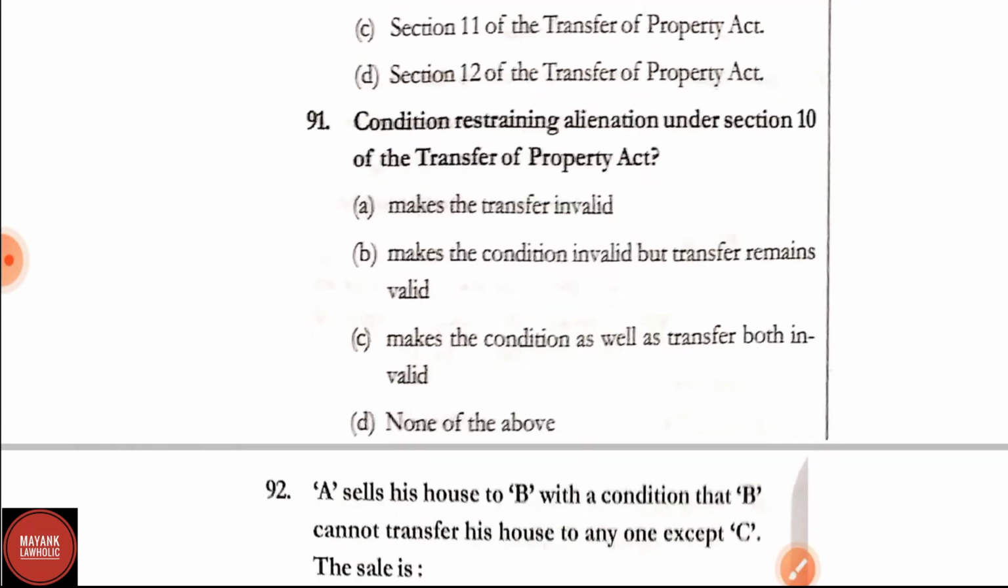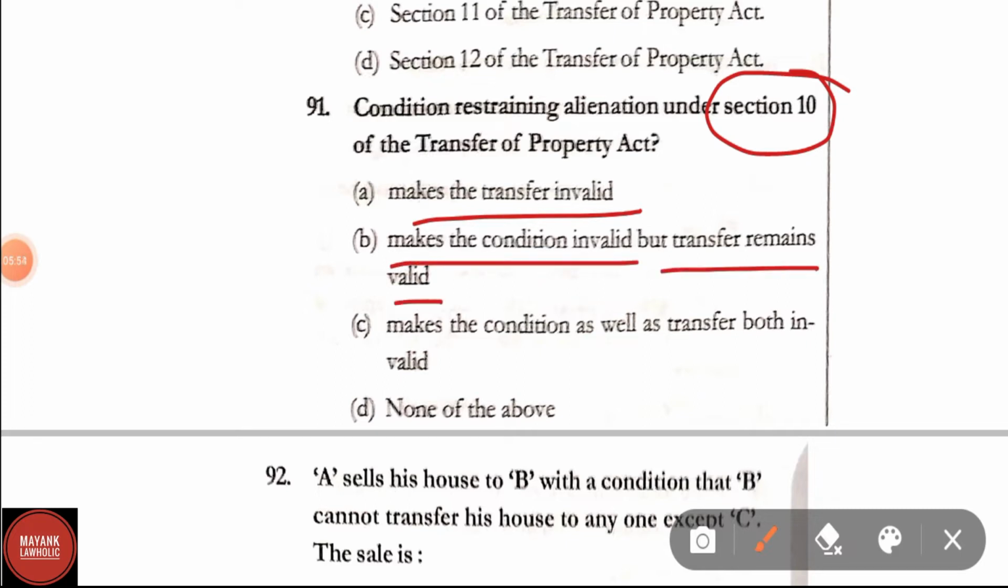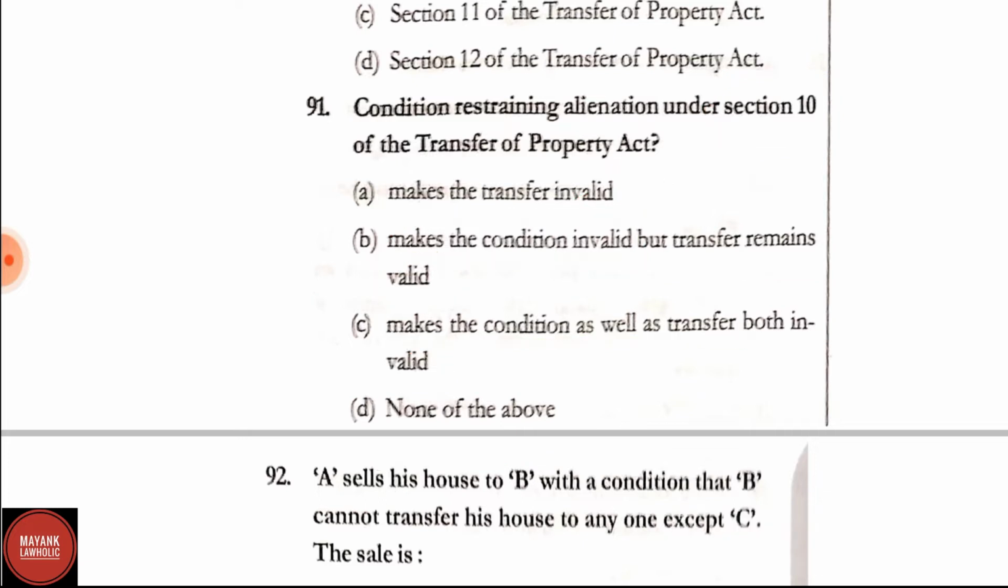Question number 91. Condition restraining alienation under Section 10 of TPA makes the transfer invalid, makes the condition invalid but transfer remains valid, makes the condition as well as transfer both invalid, none of the above. Here correct answer is option B, that is makes the condition invalid but transfer remains valid.